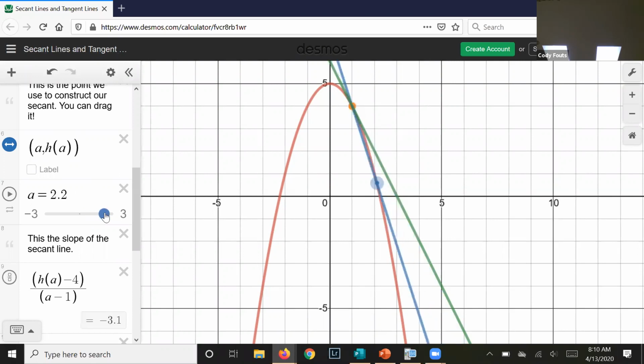And we can also do that from the other side. If I move the blue point forward here, notice, again, we have a secant line, although it's a little harder to see. If I back it up now, and as it gets closer and closer to that orange point, then it becomes a tangent line.